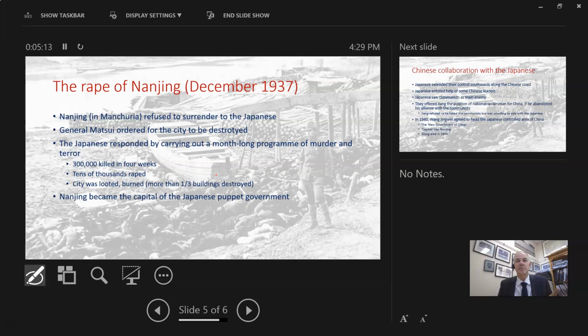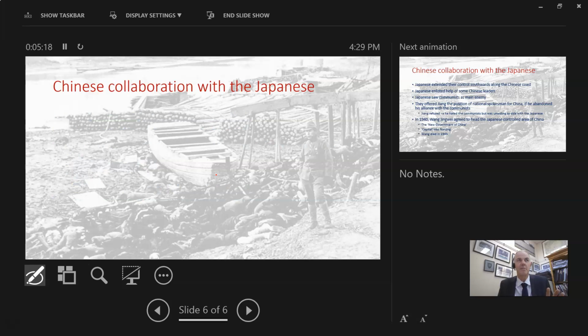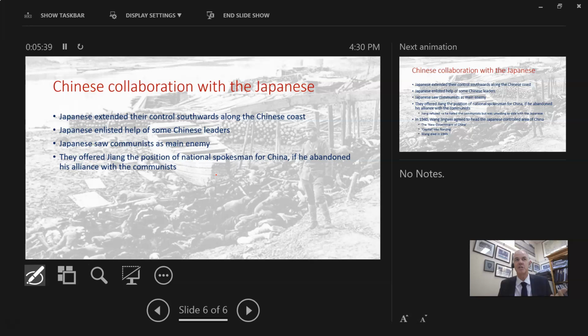And despite this, Nanjing becomes the capital of what becomes a puppet government in China, which we'll talk about in a moment. In fact, we'll talk about it now. As the Japanese extended their control southward along the Chinese coast, as we saw earlier, they started to enlist the help of some Chinese leaders who were willing to cooperate with them, collaborate with them. The Japanese saw the communists as the main enemy, and they figured that they could enlist the help of some of the GMD. They offered Jiang initially the position of being the national spokesman for China, but only if he abandoned his alliance with the communists. Now, Jiang hated the communists, but he was not willing to side with the Japanese. He was a nationalist, so he refused this.